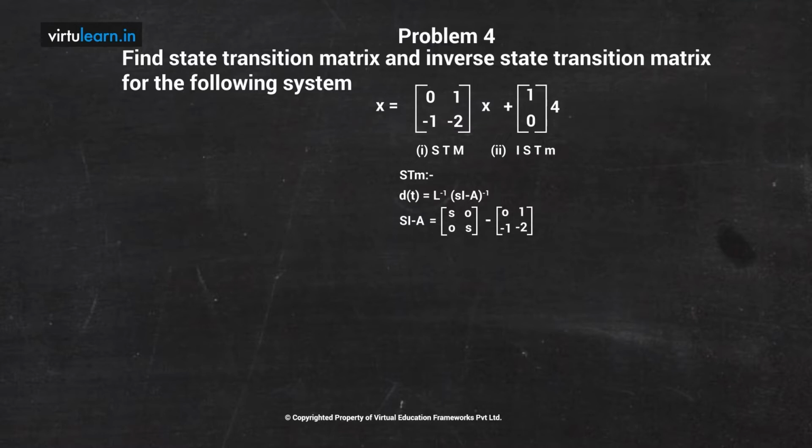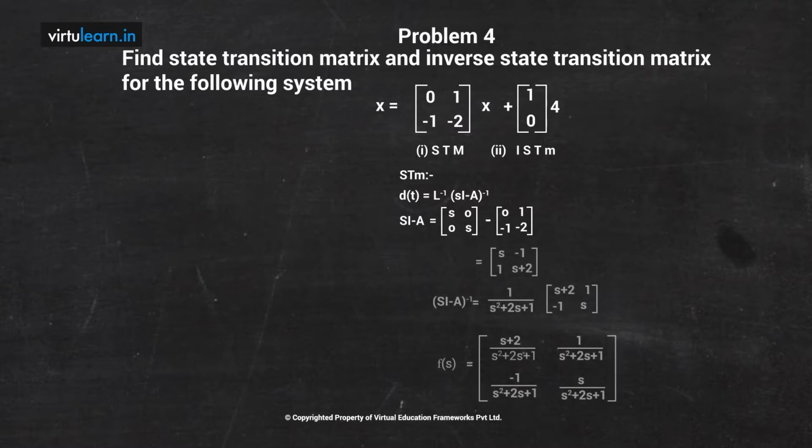So we can simply substitute there, get sI minus A, and also find the inverse of it. The inverse will have 4 elements, which I can call phi 1 1, phi 1 2, phi 2 1, phi 2 2. So I have 4 elements and I need to find the inverse Laplace of each of them. For each element, find the inverse Laplace.